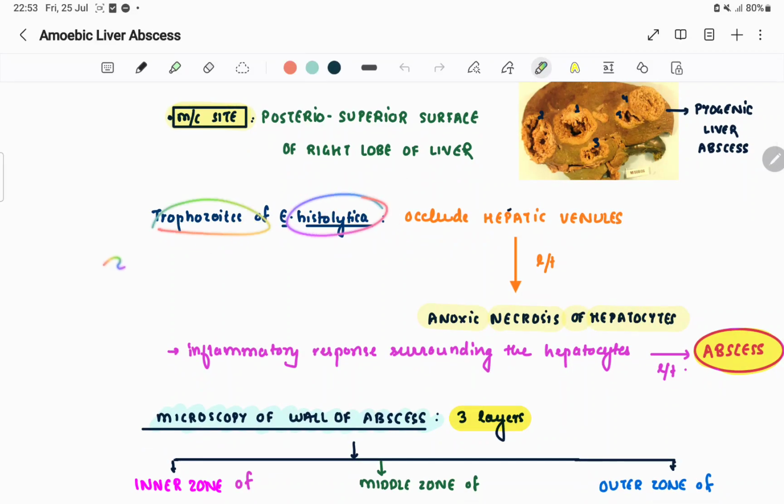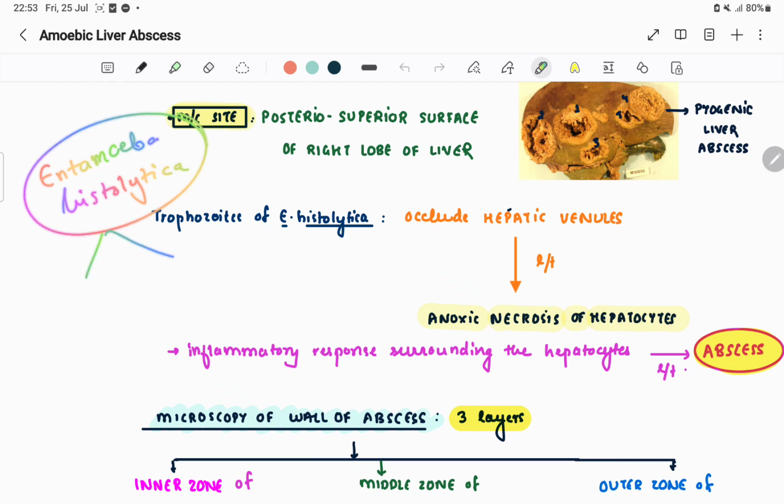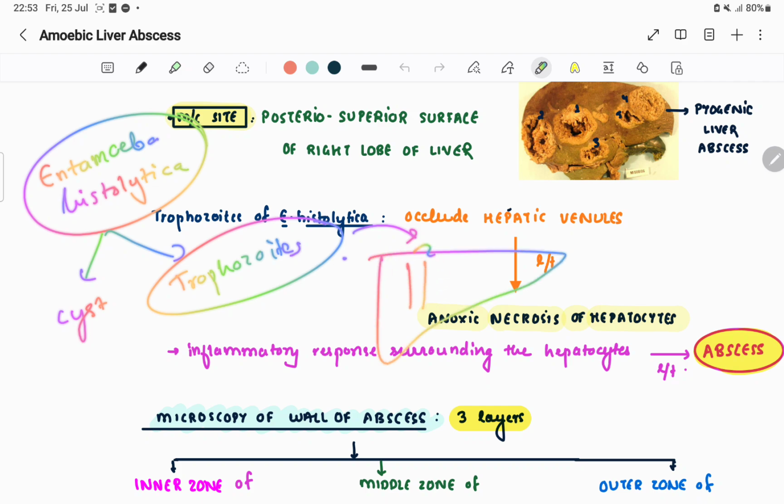The causative agent is Entamoeba histolytica. You know that it has two forms, cyst form and trophozoite form. The trophozoites of Entamoeba histolytica go to the liver and occlude the venules, meaning tiny veins. If there is an occlusion, the blood flow will be impacted.